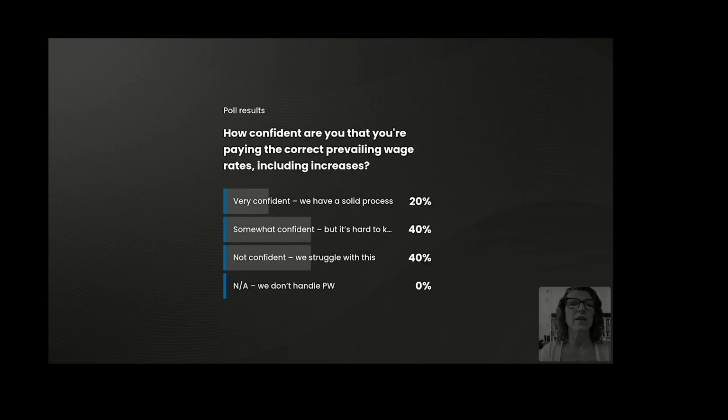Let's see where you're at. Somewhat confident. Oh, very good. Somewhat confident is winning. So you're here for a reason. You're trying to learn more about what you need so you can become more confident. All right, that makes sense. Okay, let's go to the next question real quick. Brian, we always hear about federal versus state confusion.